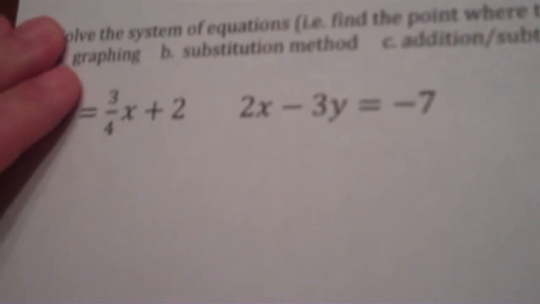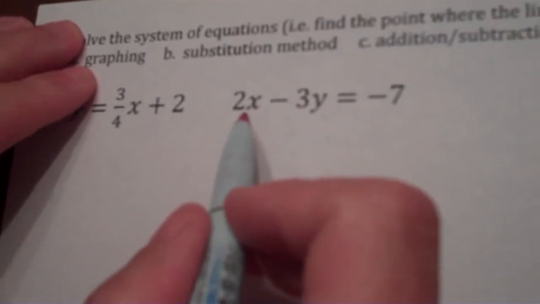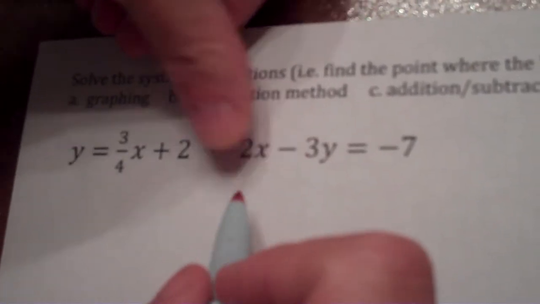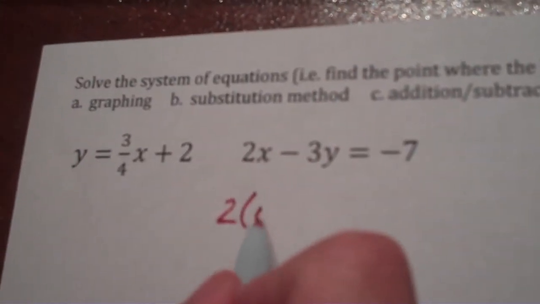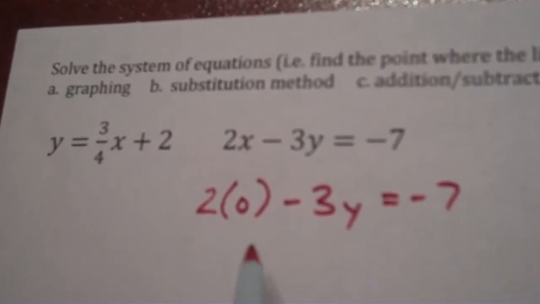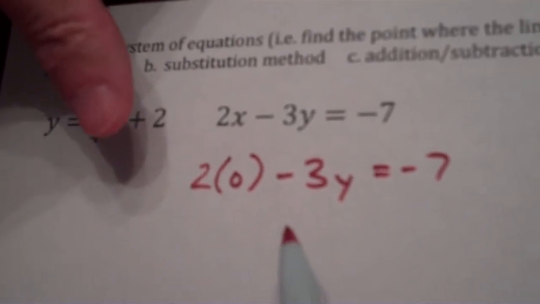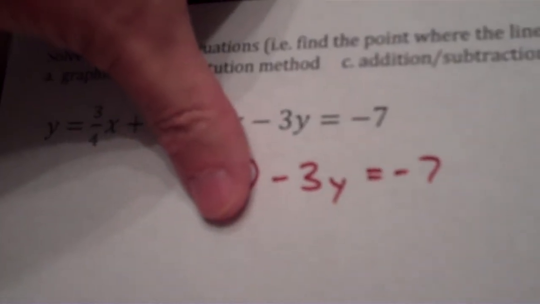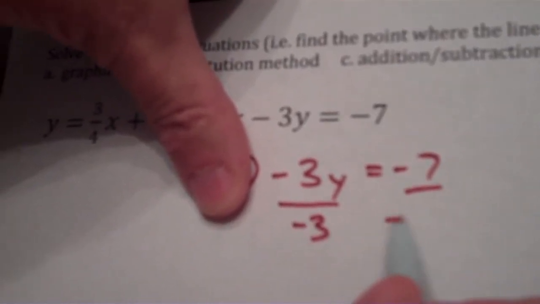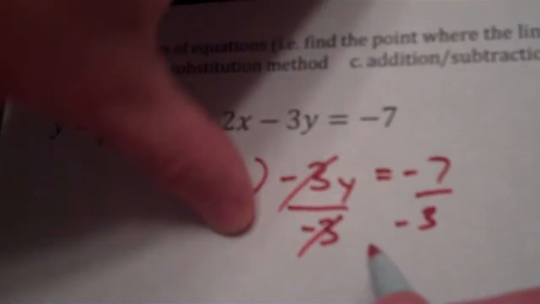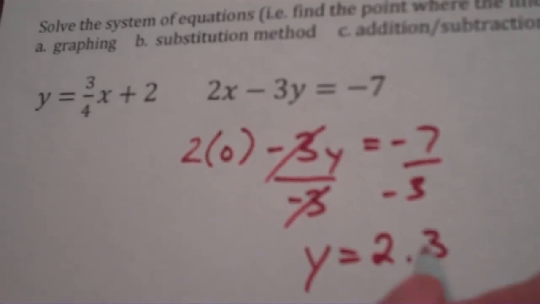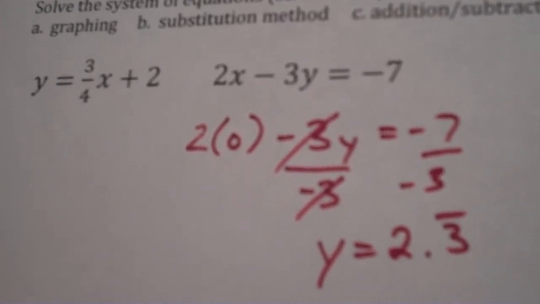So first thing I want to do here is actually substitute a 0 in for x. When I do that, essentially what happens is the 2x goes away. Think about that for a minute. We have 2 times 0 minus 3y equals negative 7. But you see what happens. 2 times 0 is 0, and 0 minus 3y is just minus 3y. I'll now divide both sides by my negative 3, and I actually find the y-intercept. Now the y-intercept is 2 1/3, or if you prefer, 2.3 repeating.